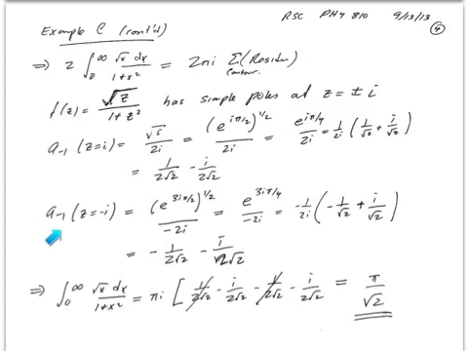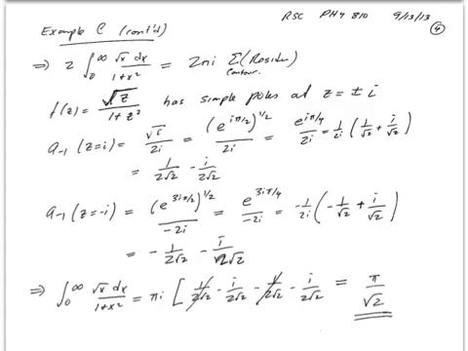Similarly, along the negative imaginary axis, for the other simple pole at minus i, by the definition of theta that I use to define the square root, that's 3 pi over 2. So I get the square root of e to the 3i pi over 2, divided by minus 2i, that is the derivative of the denominator evaluated at minus i. So this gives me that residue.